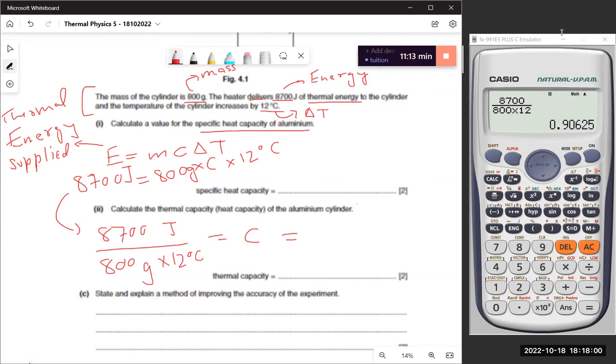Okay, there is an issue here, right? Now, which calculator do you have? Look at my calculator. Can you see on the board? I have the same calculator as you, right? Look at the board. Now, this is what you're doing: 8700 divided by 800 into 12. Is this the answer you're getting? Well, I can see, yes, you're getting the same answer.